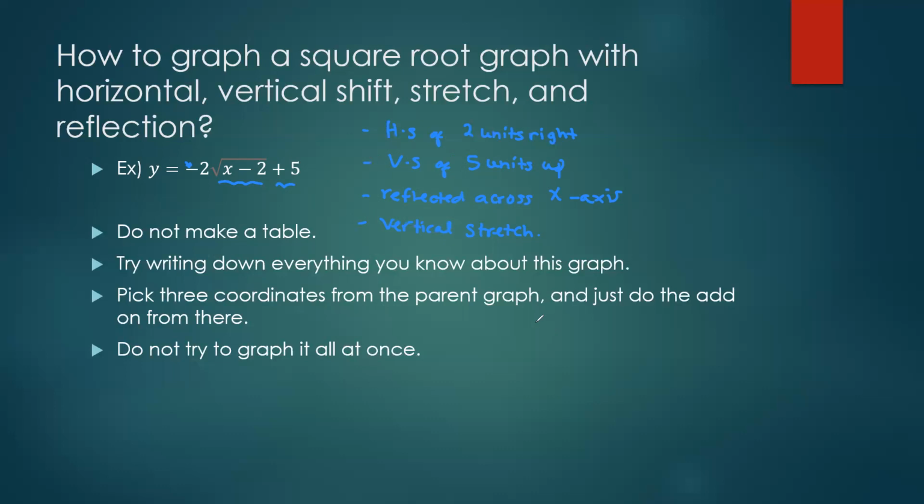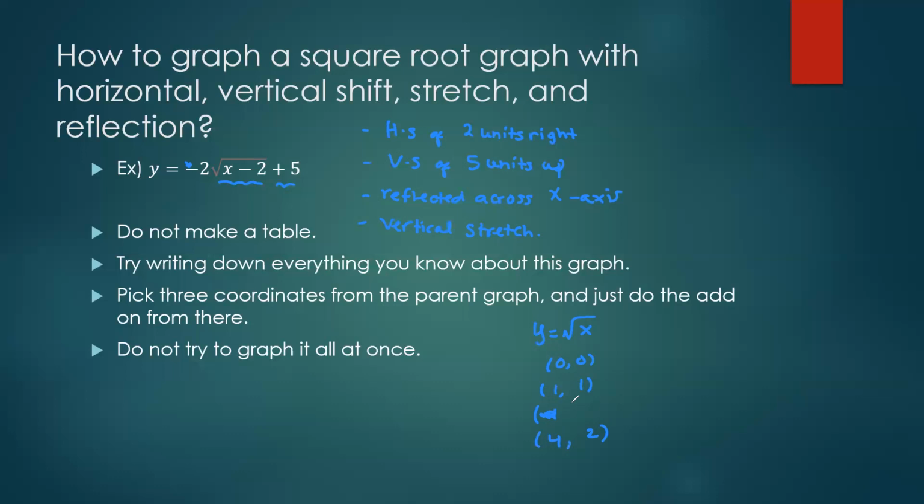What I mean by parent graph is y equals square root of x. From this equation, you're going to pick 3 points. If you use 0, the output is 0. If you use 1, the y value would be 1. You can't use -1 because your domain is from 0 to infinity. You could do 4 and then your output would be 2. So pick 3 points from this graph, and then you would just do the add-ons one at a time. And I will explain it.